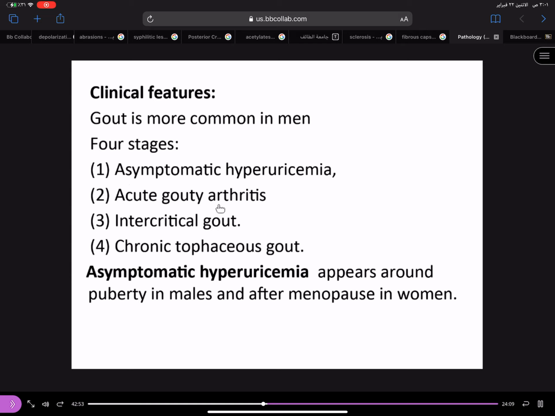Then acute gouty arthritis, then intercritical gout, and then chronic tophaceous gout. So we'll see. Asymptomatic, I told you that nothing is there, meaning only uric acid is going high, maybe due to an enzyme defect or something like that.